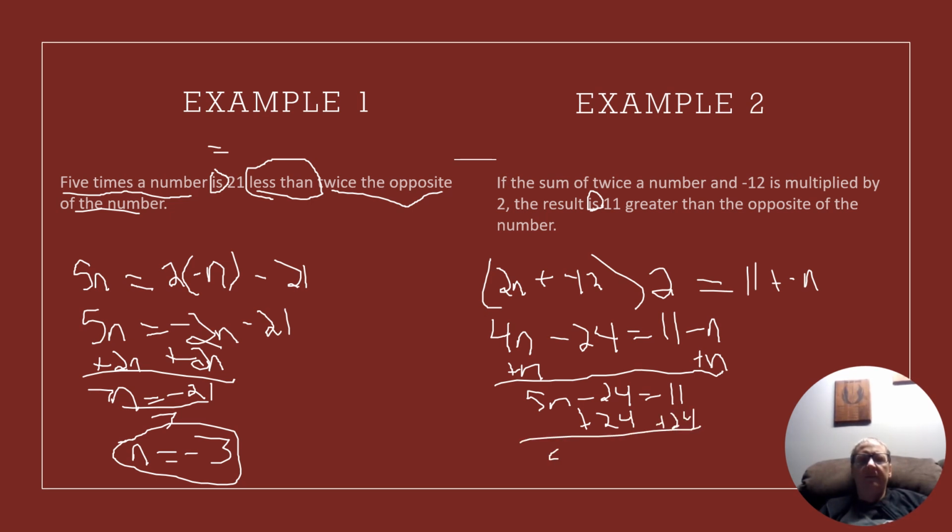And I get 5n equals 35. Divide by 5. And I get n equals 7. So that's my number that I'm looking for. And there we go.